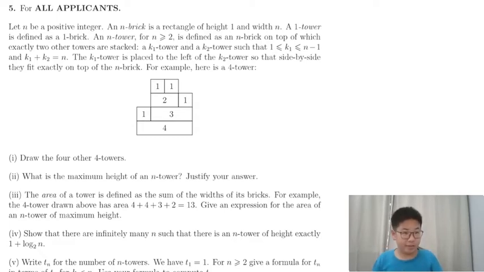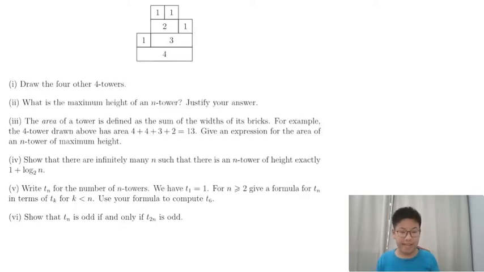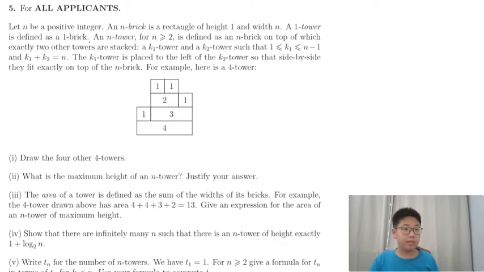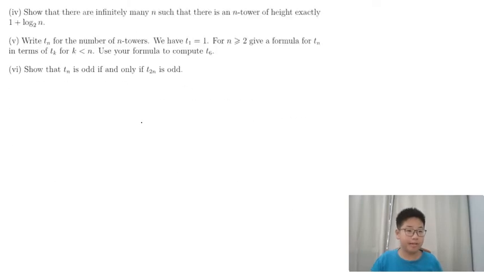Great, so here's a 4 tower. Draw the other 4 towers. This should be easy. So what we need is a 4 brick here. So the above tower, I'm going to write it like this: 1, 1, 2, 1, 3, 1, 4. So this is how I'm going to write it. So here are the other 4 towers.